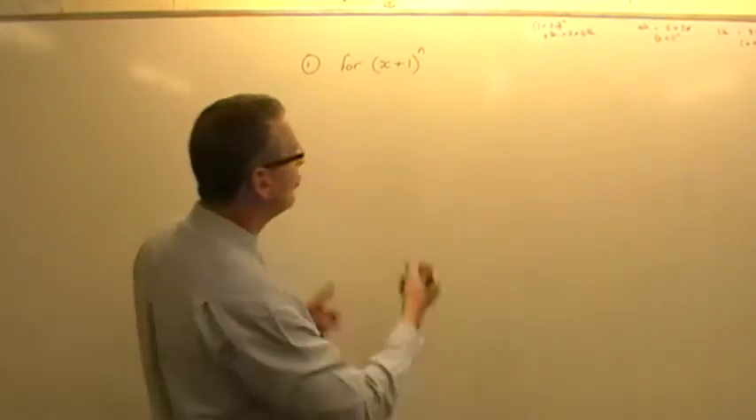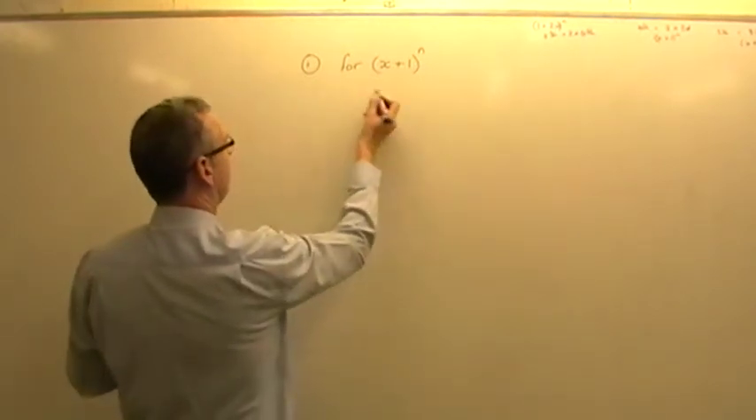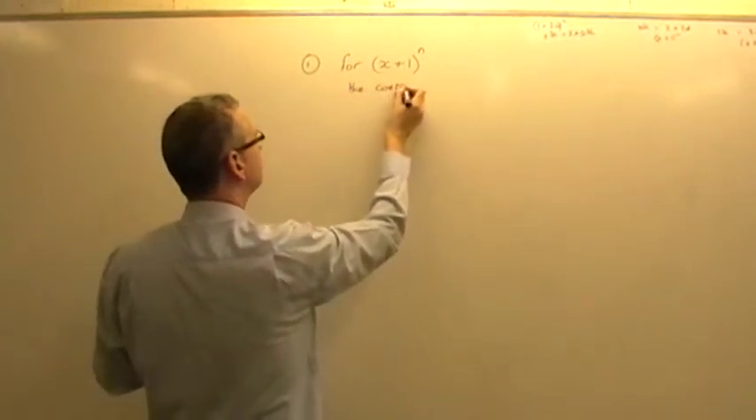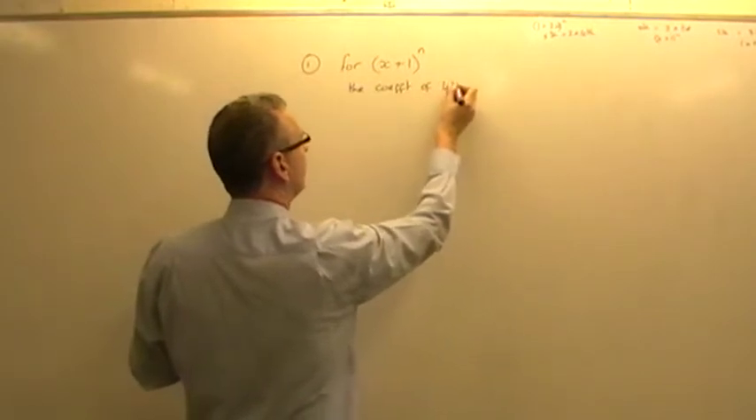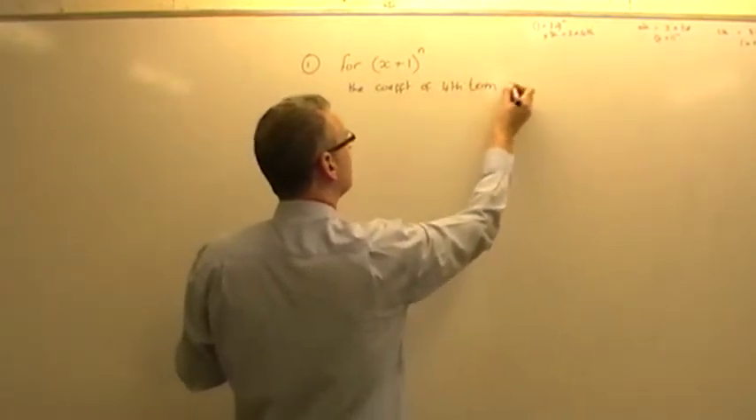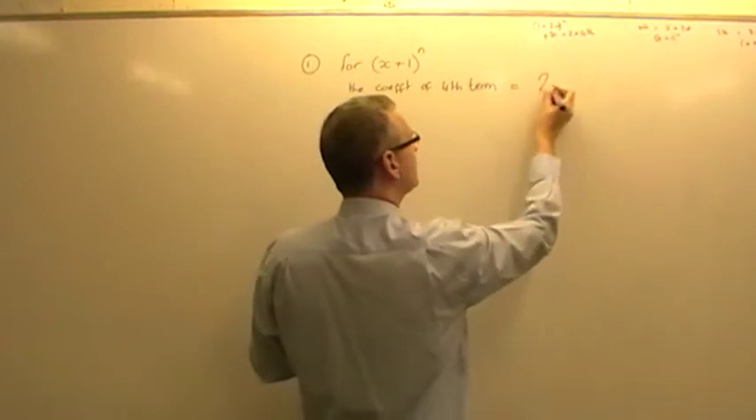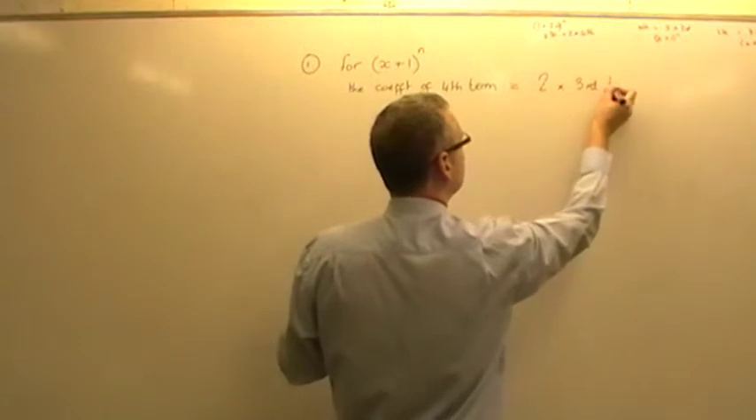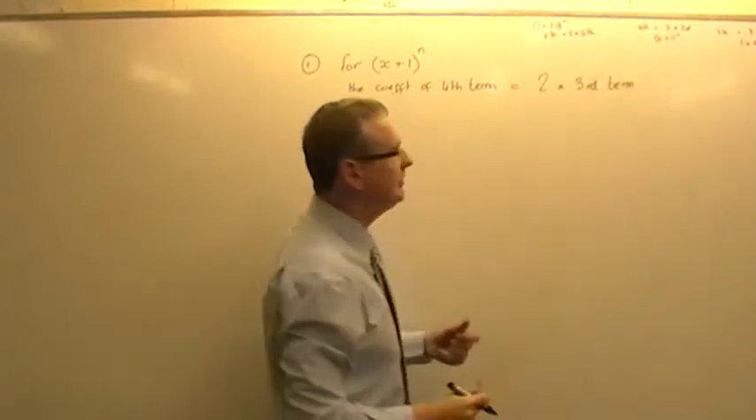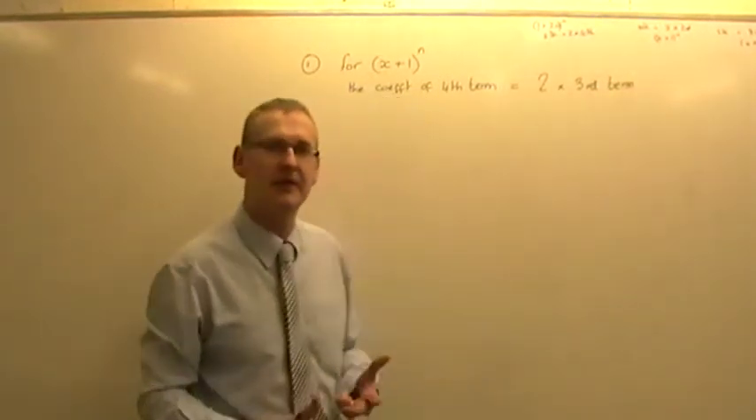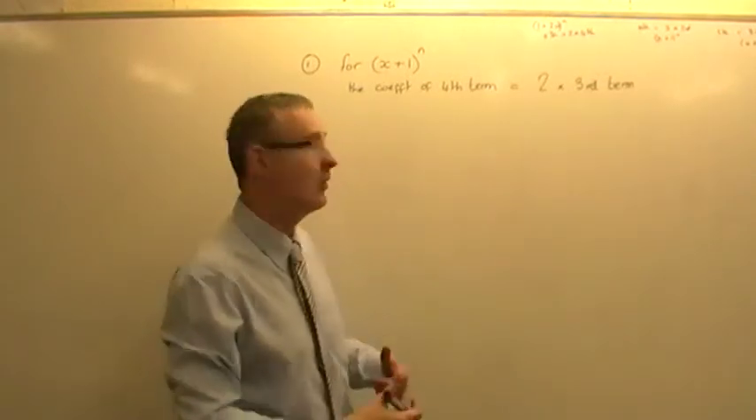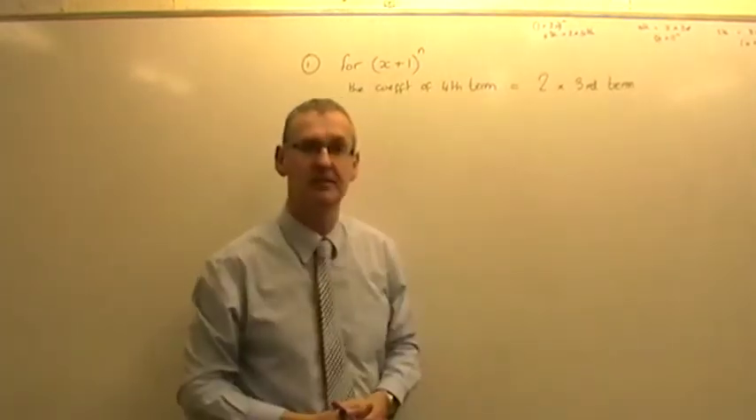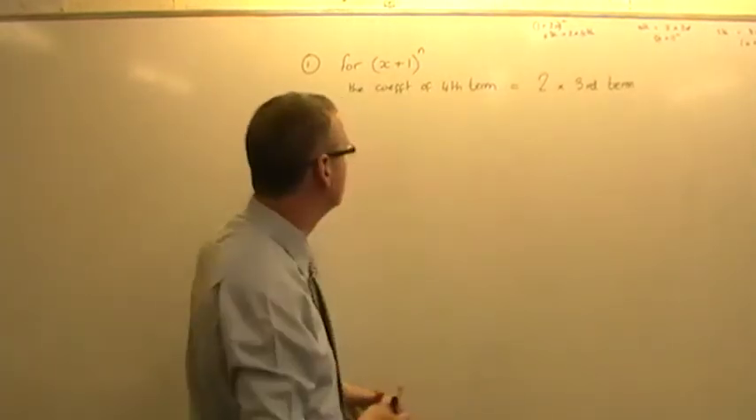So for example, we might say that the coefficient of the fourth term is equal to 2 lots of the coefficient of the third term. So they're giving you that information, and from that information they're asking you what is the value of the power n for that to be a true statement. Okay, this is how we go about it.